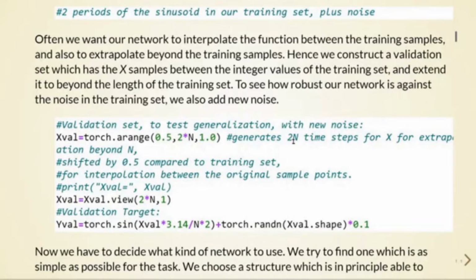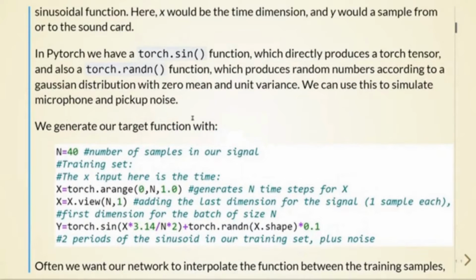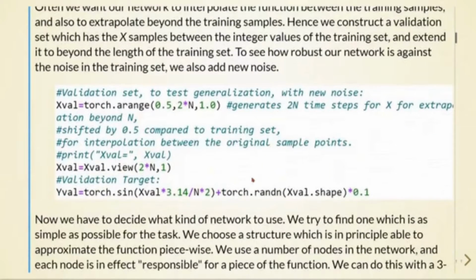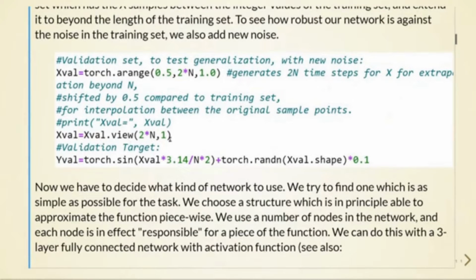We're generating now 2 times capital N time steps for x for extrapolating beyond N. So we have a signal that is 2 times longer than what we are going to train our network with. And also we are reshaping again, and pay attention that now this is shifted by 0.5 compared to the training set for interpolation between the original sample points. So we are reshaping here, and now we have our validation target.